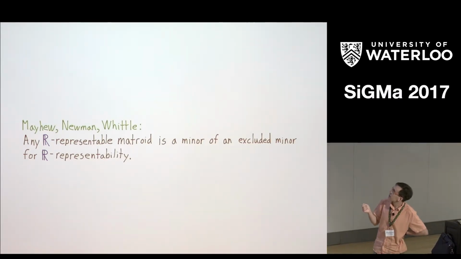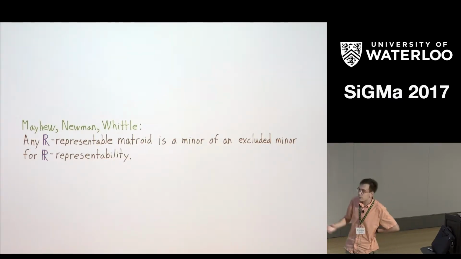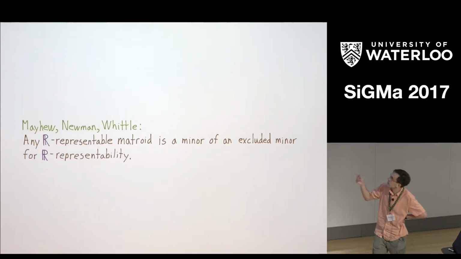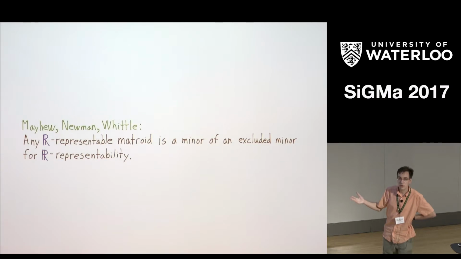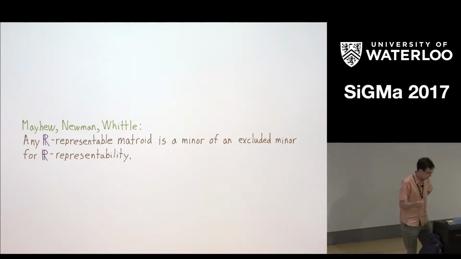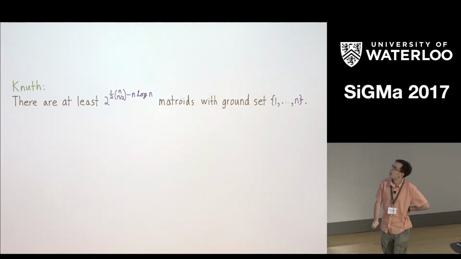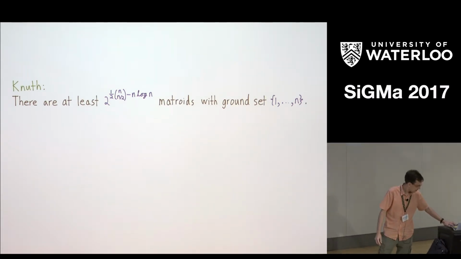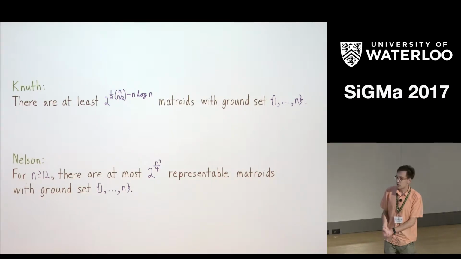They prove this by constructing excluded minors that are not representable over any field. You might think it would still be possible that the reason for this is that the non-representable matroids are just so wild themselves. Indeed, we have an old result of Knuth that gives us that there are a lot of matroids, and a new result of Nelson says that very few of them are in fact representable.